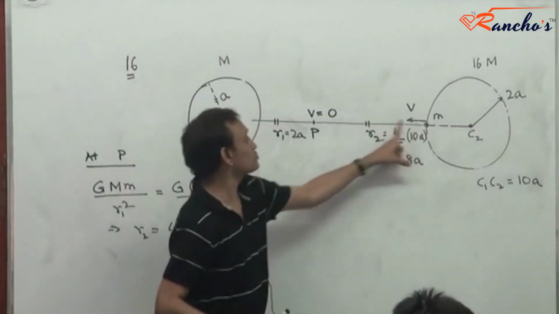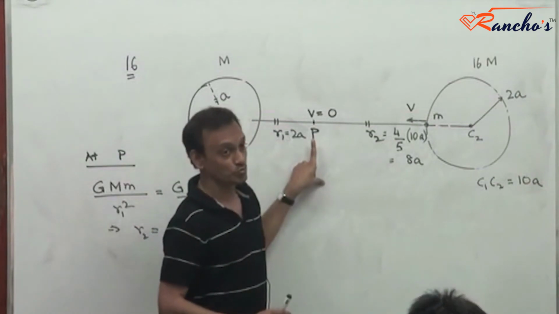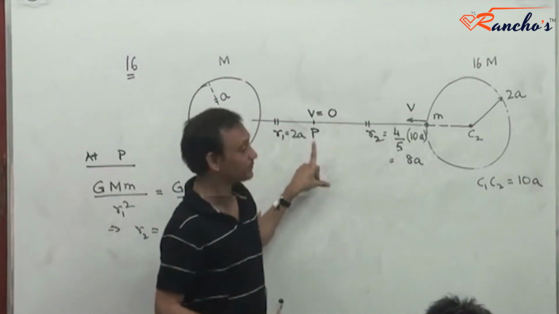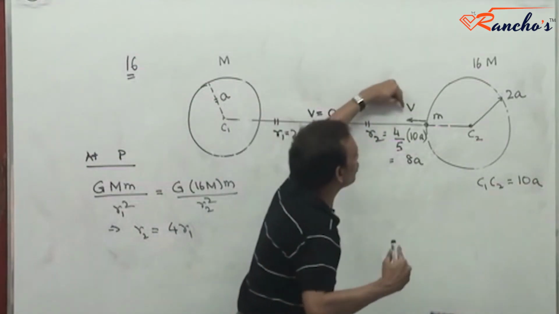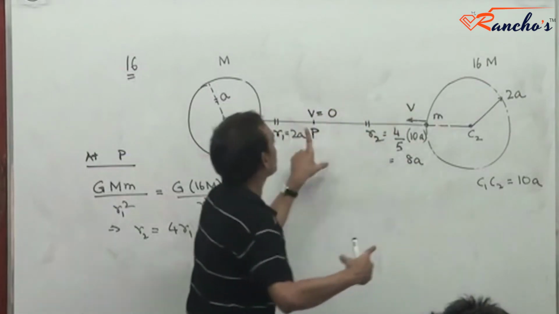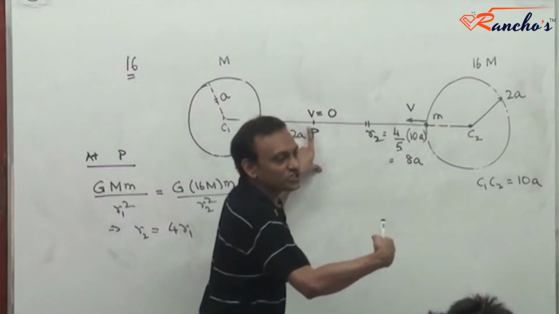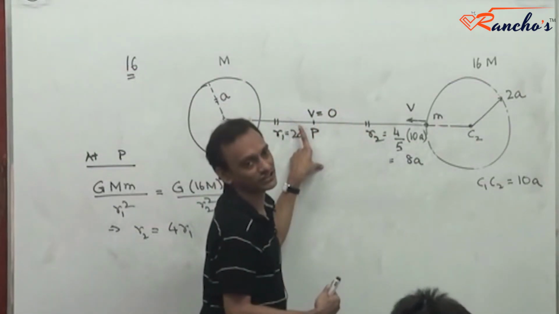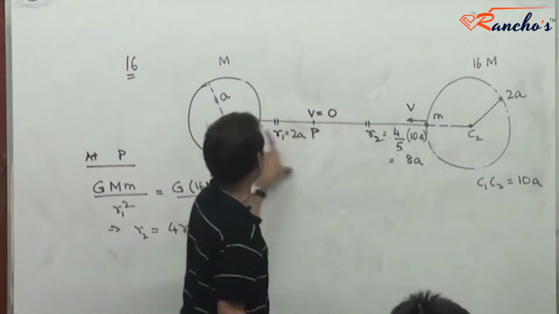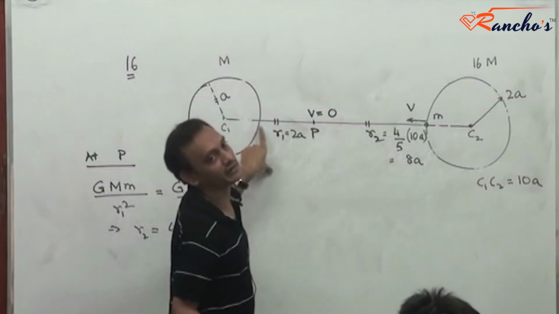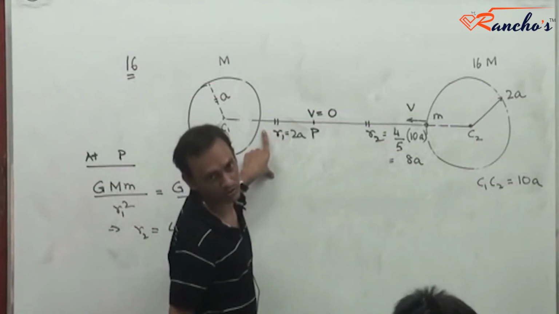And you want the particle to just about manage to reach P with zero velocity. When you fire it with a velocity slightly more than that, it will reach P with a non-zero velocity and will be able to cross over. And once it crosses over, the smaller star's attraction will take over and it will be able to reach the surface of the smaller star.